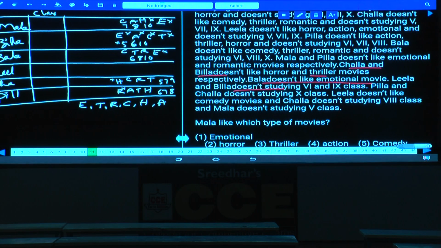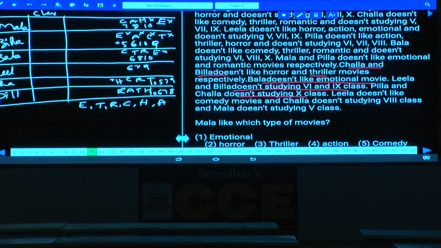Leela and Billa do not study in 6 and 9, so 6 and 9 are ruled out. This person cannot be 9. Pilla and Challa do not study in 10th class, so Pilla 10th is ruled out and Challa 10th is also ruled out.